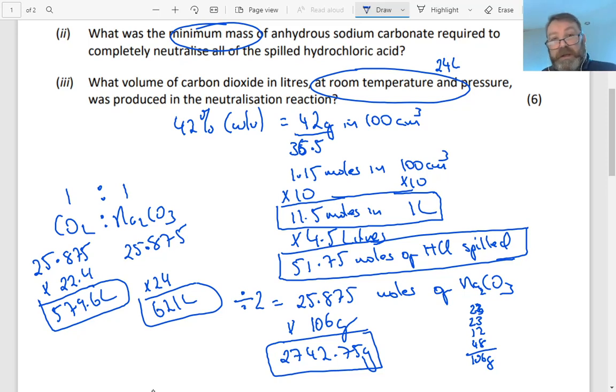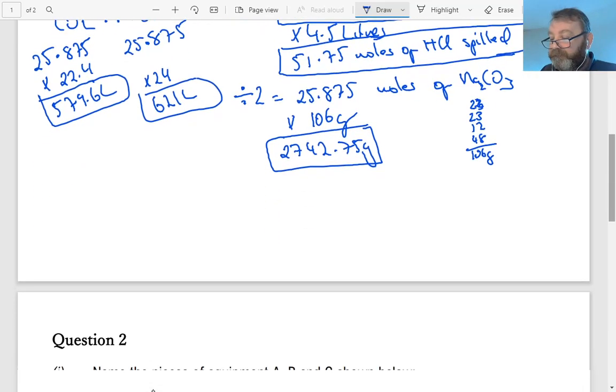So again, it's all about stoichiometry. It goes back to that chapter in stoichiometry when we're doing all the calculations based on the number of moles of one substance. And once you work out the number of moles of one substance, you have the rest.